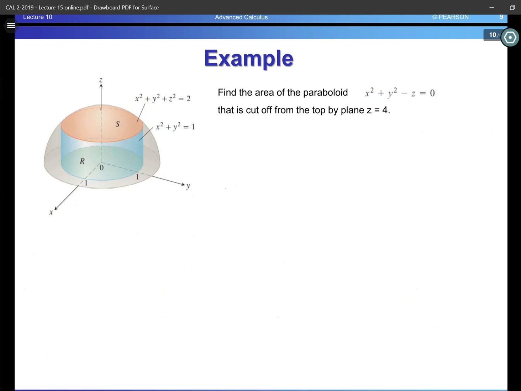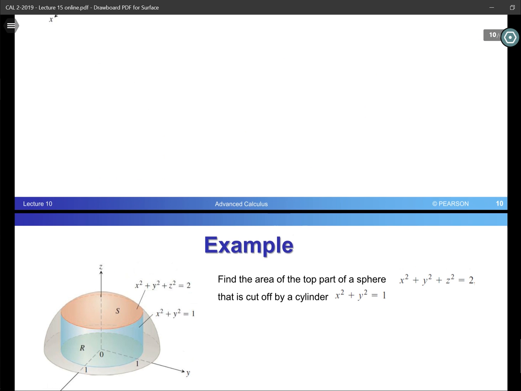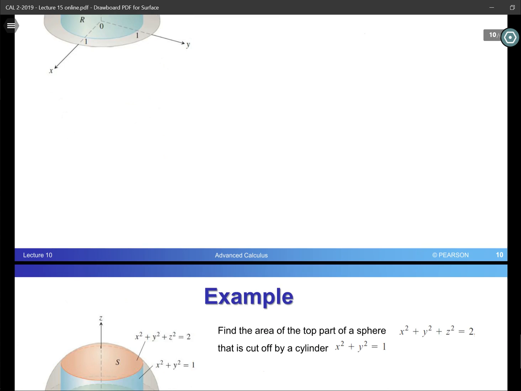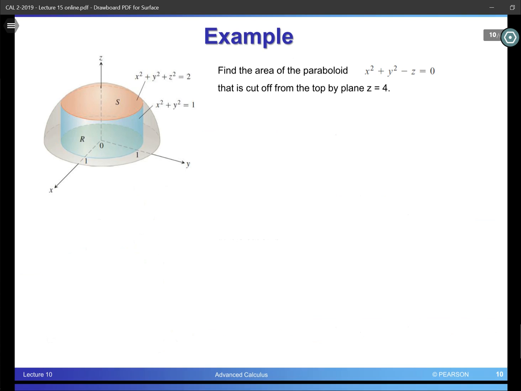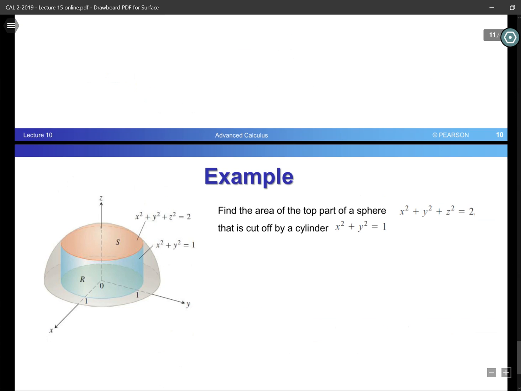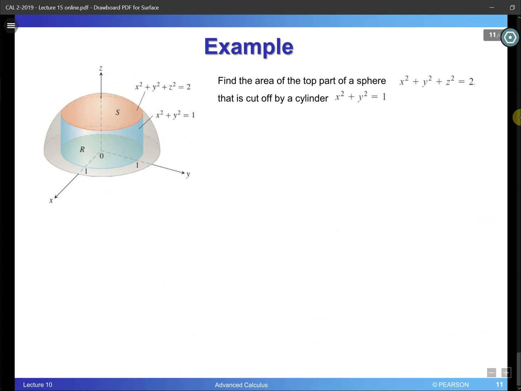Okay, example 2. It's going to be similar to the previous one, but let's take a look anyway. Now we need to find the area of the... Alright, there is a typo right here. This is from the previous example, so let's take a look at this one. Okay, so we have this surface. It's just a part of the sphere. So we have this sphere, x squared plus y squared plus z squared equal to 2.